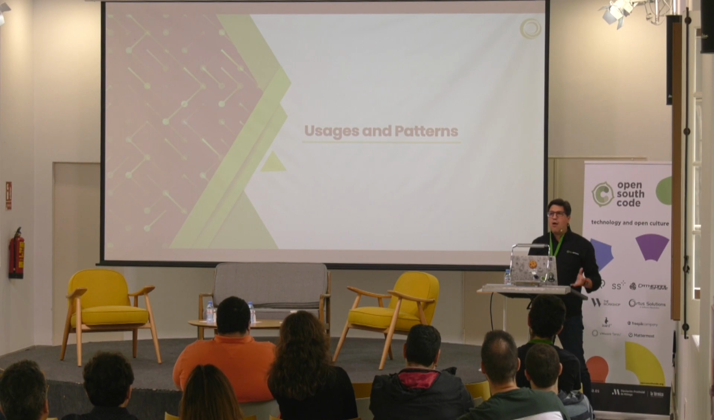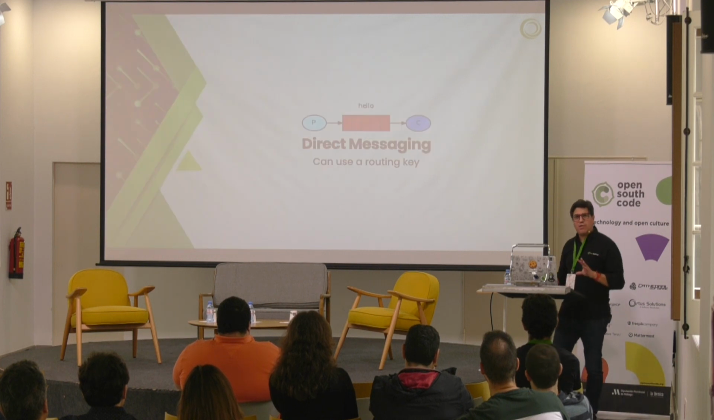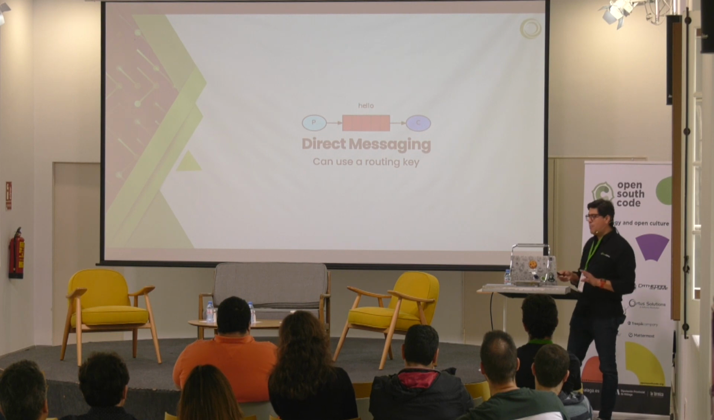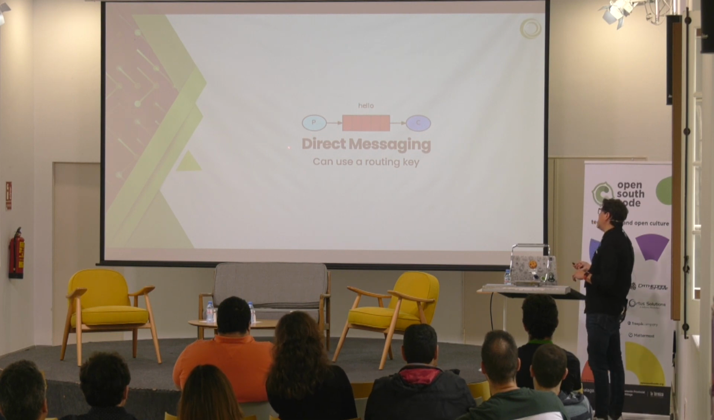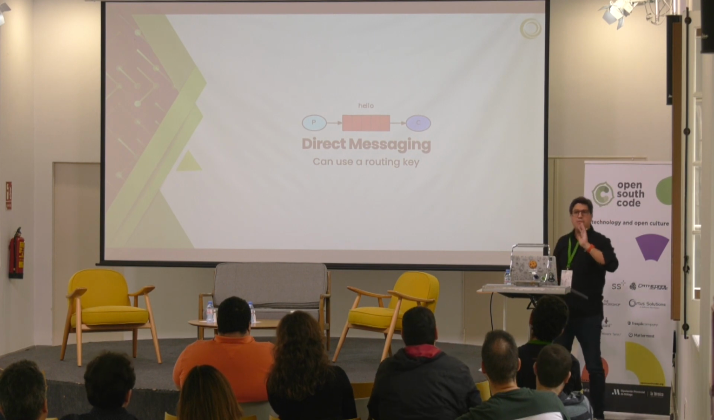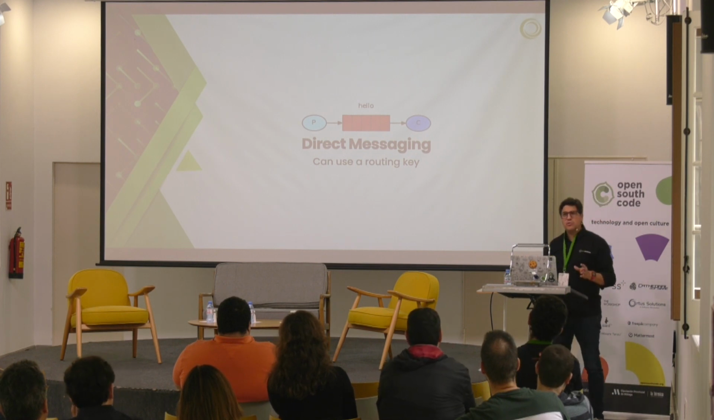So let's look at how to do that, right? We have different usages and different patterns, so we're going to start off with the usages and patterns. Direct messaging is the very simple approach where you put in a message, you use the routing key, and it goes to that queue, right? That's a simple approach to messaging.